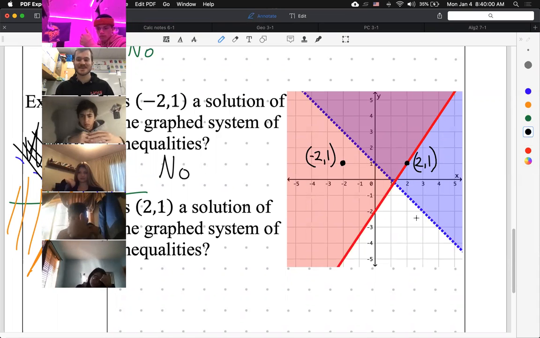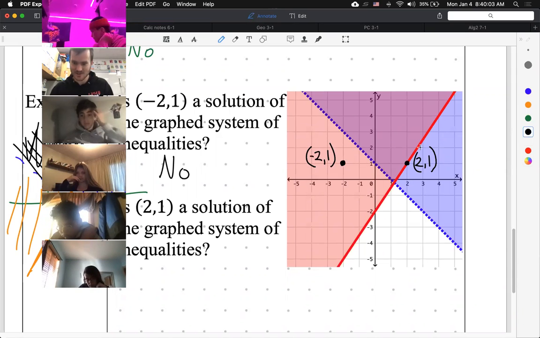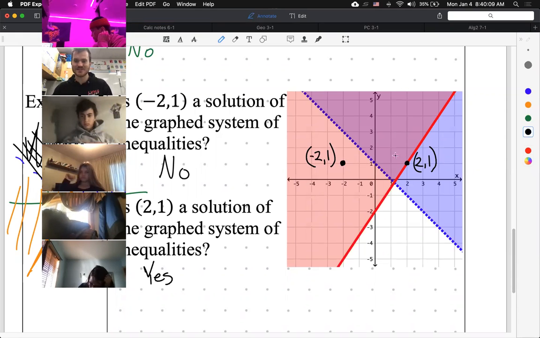The answer is yes. It is a solution because this is a solid line. Yes. If this was a dashed line, the answer would have been no. But because it is in this region, just barely, and this is a solid line, the answer is yes. If this was a dashed line again, it would have been no.